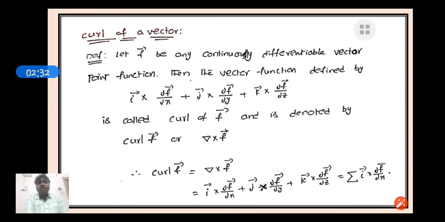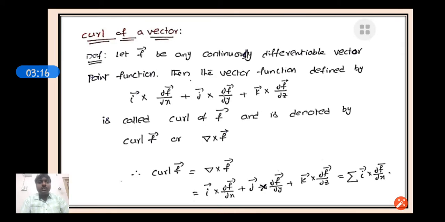For calculating the curl of a vector point function, first we have to calculate the partial derivatives of f bar with respect to x, y, and z. That means we calculate ∂f bar/∂x, ∂f bar/∂y and ∂f bar/∂z. After that, we calculate the cross product of i bar and ∂f bar/∂x. This is the first component of the vector point function. Next is j bar cross ∂f bar/∂y, and the third is k bar cross ∂f bar/∂z.